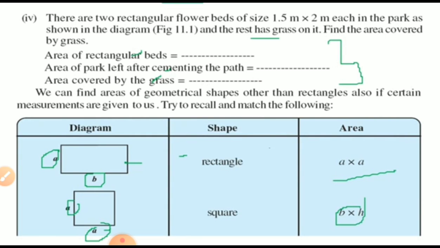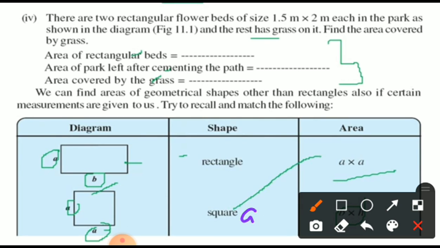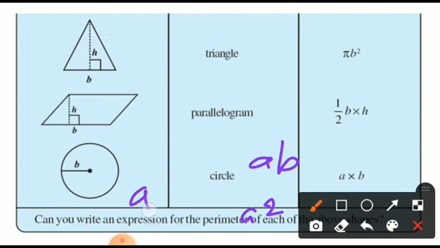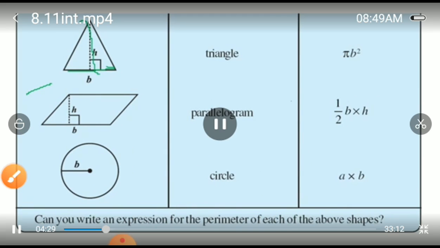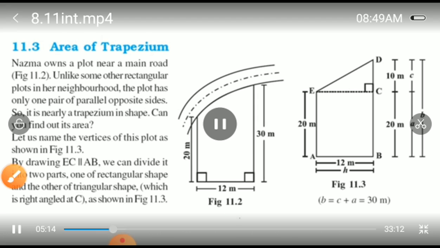Yes, my dear student, it is the match the following. This is not the correct answer. The area of the square is A into A, or you can say A square, isn't it? And the rectangle is A into B. Writing B into A is no different, both are the same. We should find the match the following. You can see these steps of the exercise in your textbook.